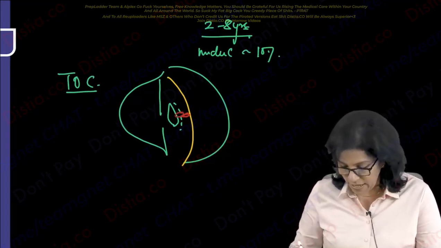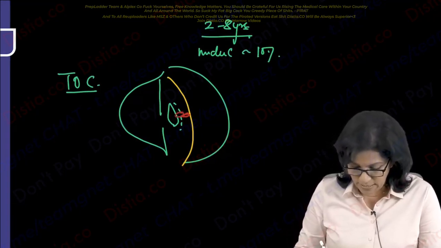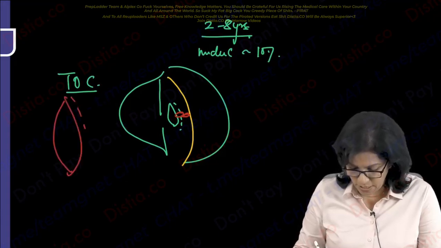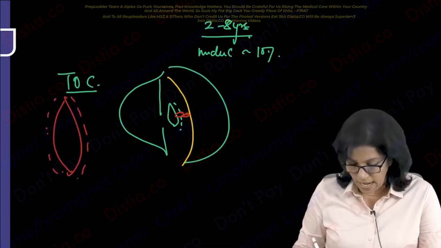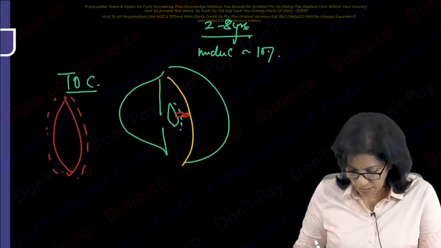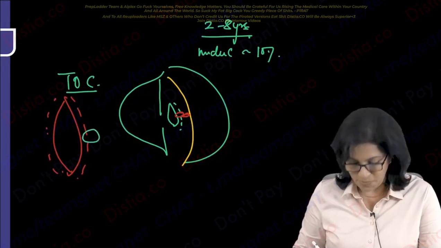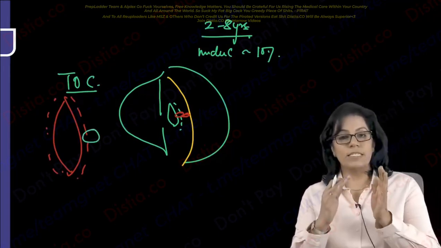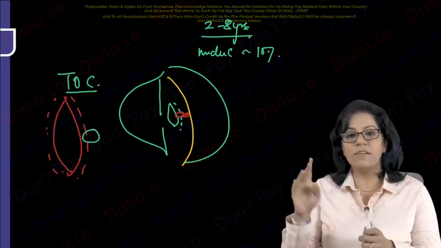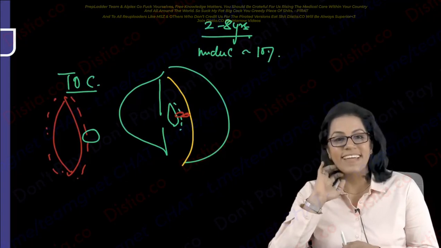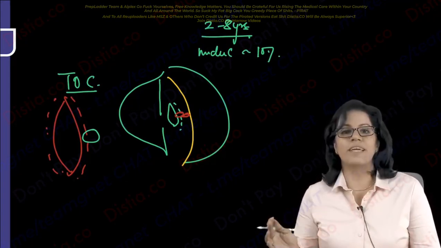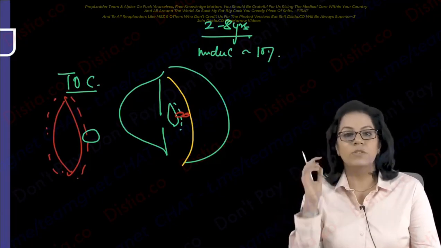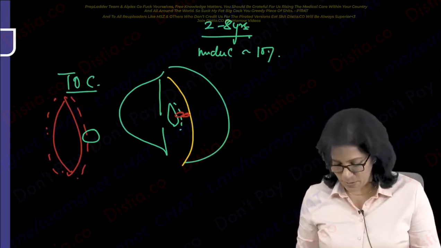Got it? So if this is the lens, I am removing the lens and this is the posterior capsule, I have already done the anterior capsulotomy and done the surgery. I am also making a small opening in the posterior capsule. Because it is done in the same sitting, it's not that I am waiting for an after-cataract to happen. And because I am doing it in the same sitting, I call it primary posterior capsulotomy. Okay, so this is what is called primary posterior capsulotomy.